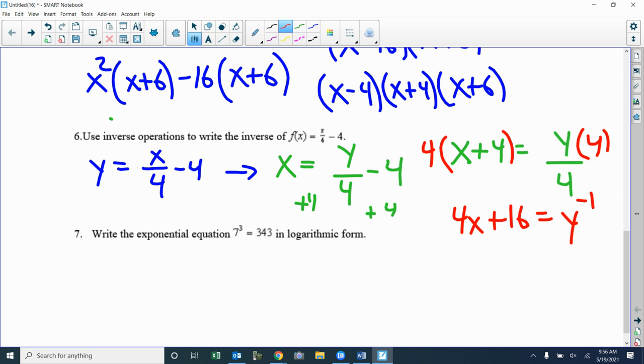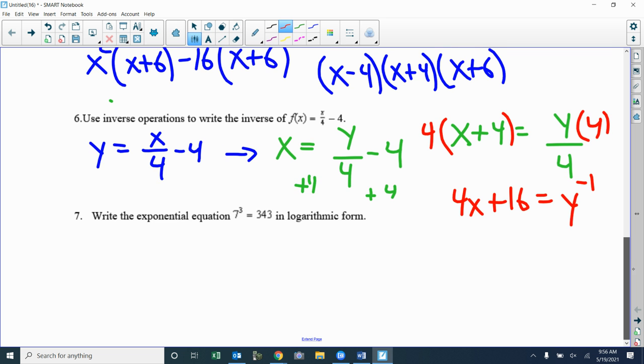Number 7, exponential equation. Write an exponential from this log. Okay. So that would be log base 7 of 343 equals 3. Again, you put some little note in your card there of how to get that. You should be able to get that one and not miss that one.